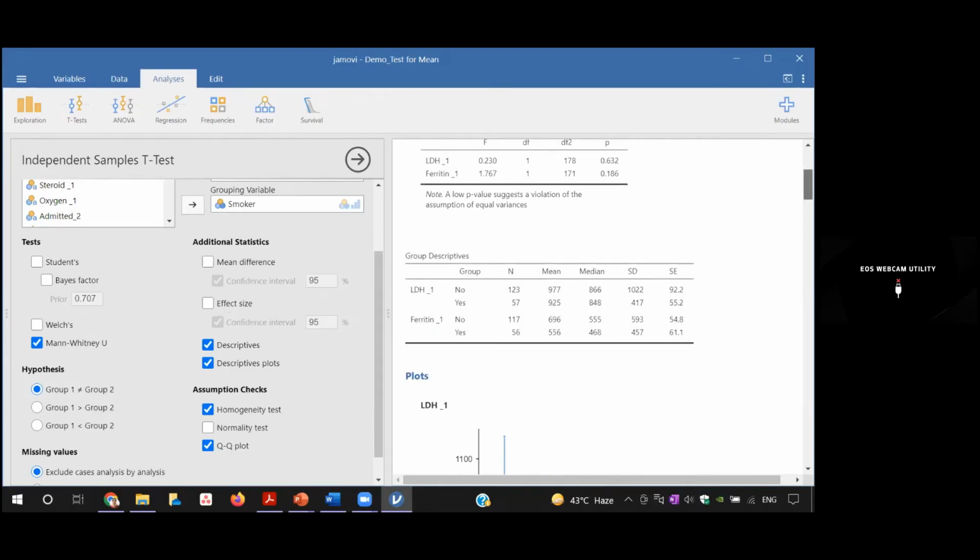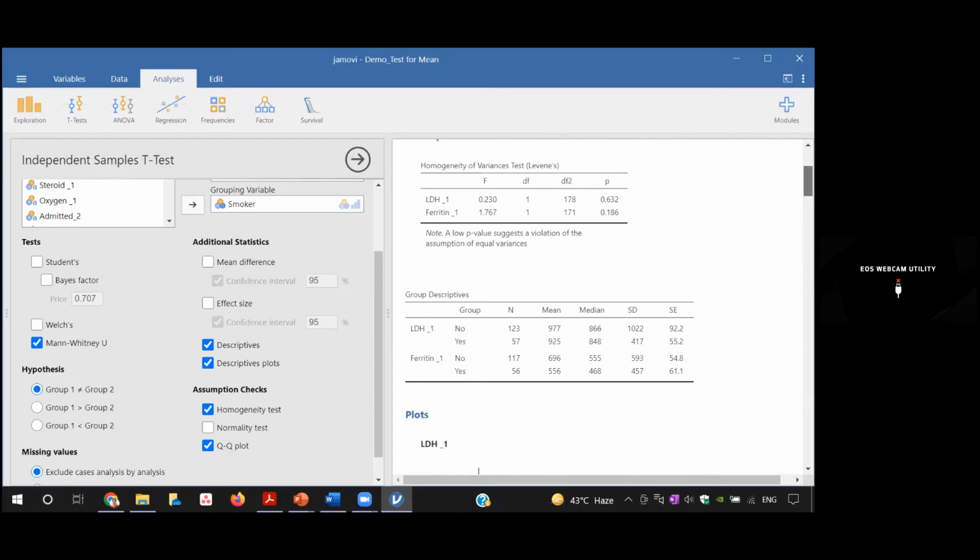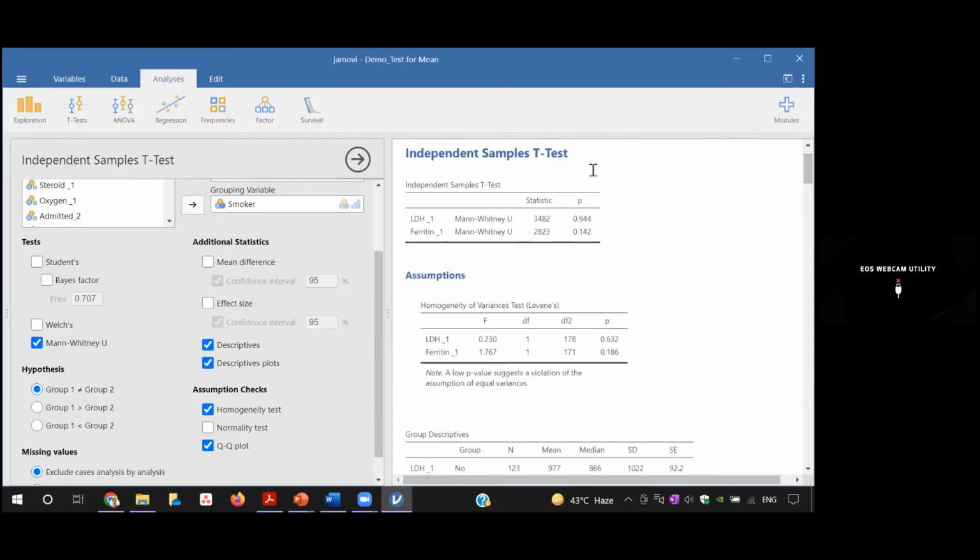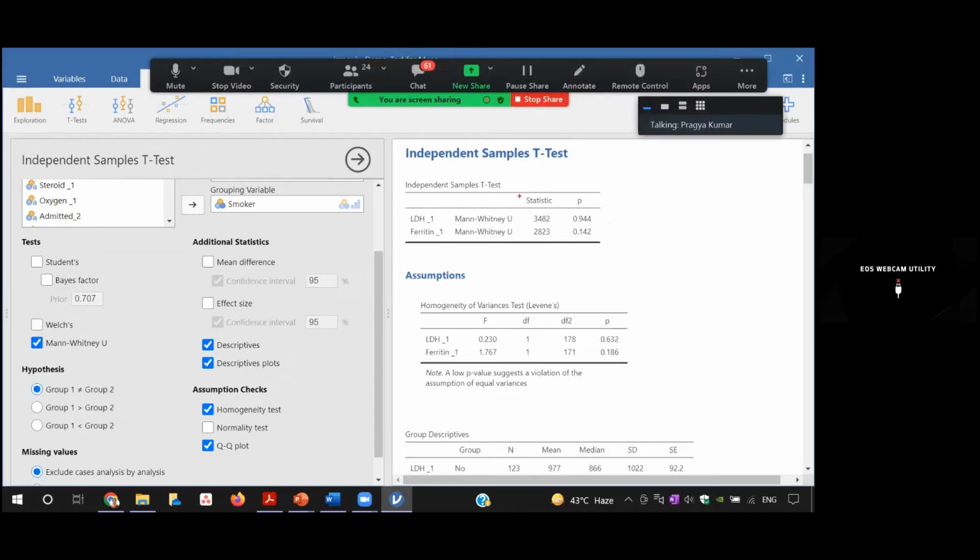And then there will be the value of Mann Whitney U. This is the Mann Whitney U value. With LDH it is 3482, and with ferritin it is 2823, and the p value is not significant in this case. So these two things you have to report, the statistic and the p value, and in this case it is not significant.